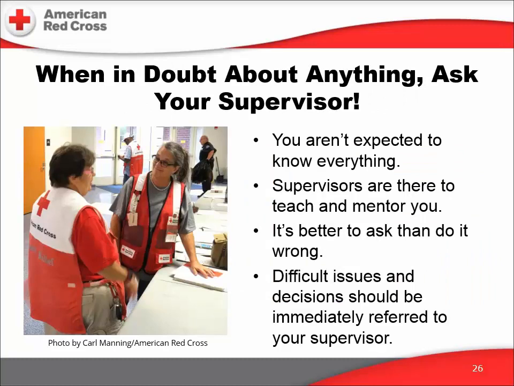When in doubt about anything, ask your supervisor. You aren't expected to know everything in your role as a shelter service worker, and supervisors are there to teach and mentor you. So it's always better to ask than do it wrong. Difficult issues and decisions should be immediately referred to your supervisor. Some examples of difficult issues may be the arrival of a client who is required to report to law enforcement, clients refusing to follow shelter rules, or someone asking to see the registration forms.